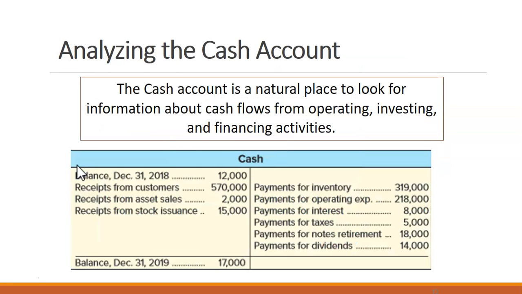We can start by analyzing the cash account. So when we look at the T account for cash, we can see various items here where we have receipts from customers, receipts from sales, receipts from stock issuance. We see that we had a beginning balance of $12,000 and an ending balance of $17,000, and we paid cash out for various items: inventory, interest, taxes, expenses, notes, and dividends.